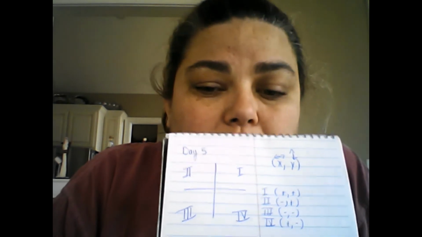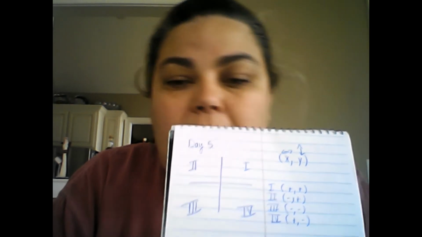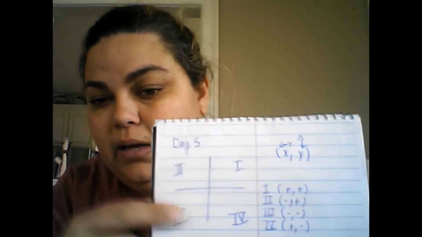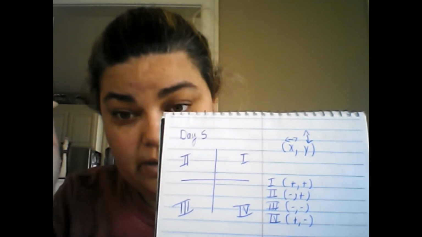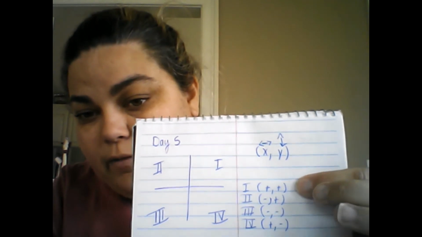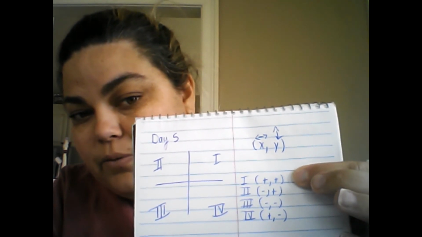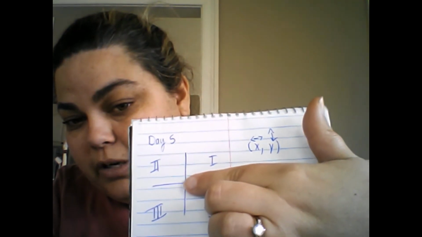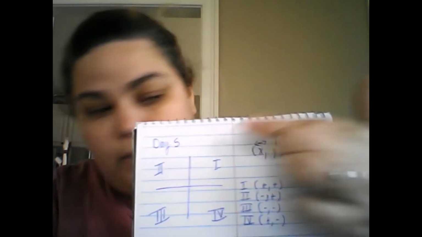And remember we talked about how we could tell where each thing was going to go, okay? So if it's in quadrant 1, it's going to have a positive x and a positive y, okay? Because we're going to start at the origin, go to the right, and then go up.